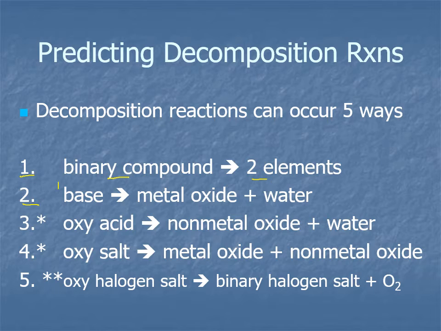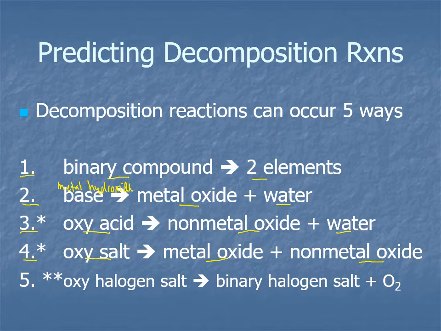In number two, we take a metal hydroxide, which is also called a base, and you break it back down into the metal oxide and water it came from. Number three, you start with an oxyacid and you break that down into the nonmetal oxide and water it came from. In number four, you have an oxysalt. Remember, a metal and a polyatomic ion, an oxysalt. Breaking that down into the metal oxide and the nonmetal oxide it came from. So those four are literally the exact opposites of the four synthesis reactions.